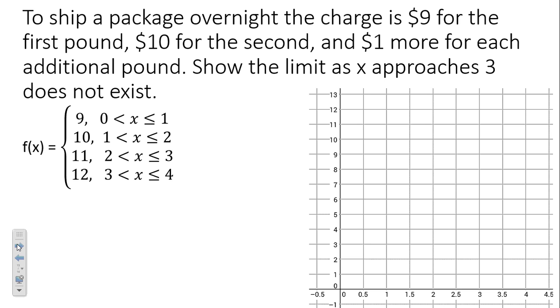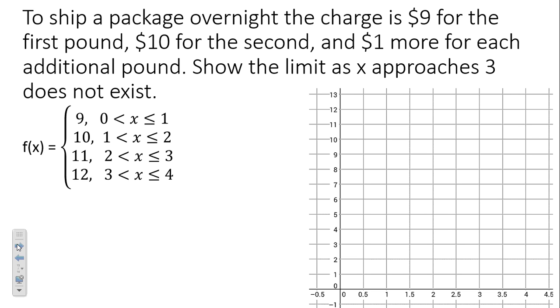So here's our function. F of x is 9 when x is between 0 and 1, not including 0. And then it's 10 between 1 and 2, not including 1, and so forth. So if y equals 9, what is that as far as the graph is concerned? A straight line. Horizontal or vertical? Horizontal. It goes parallel to the x-axis. The x is changing, the y is not.